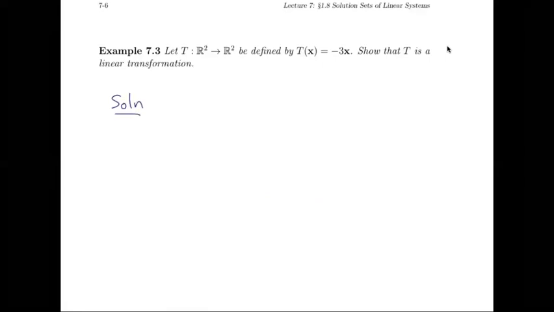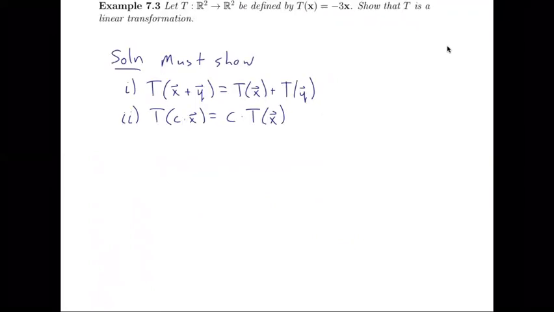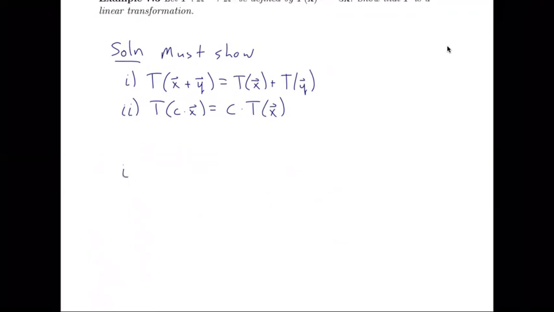We must show that T of X plus Y, two different vectors, right, is equal to T of X plus T of Y. All right, so we'll get to that. And the second thing we need to show is that T of a constant times the vector X is equal to C times the transformation of the vector X. So in other words, we can factor the scalar out. So in order to show these things, we just have to write down what T is. For part one, we'll do this.